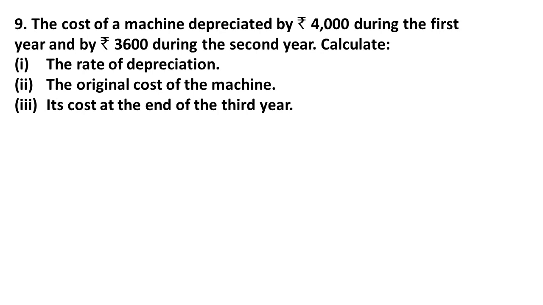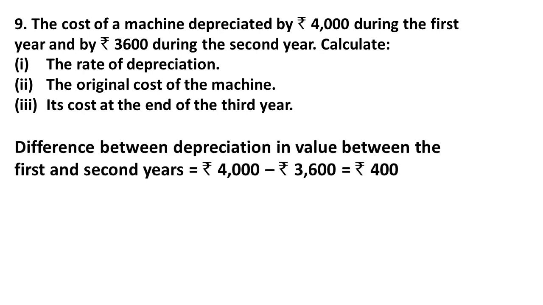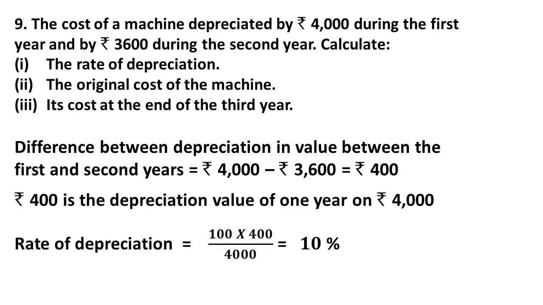We don't know what is the original cost of the machine. But at the end of the first year, the value of the machine is reduced by 4,000 and the value of the machine is reduced by rupees 3,600 at the end of the second year. It is nothing but like the compound interest. So let us calculate the difference between the depreciated value of the first year and the second year. The depreciated value will be equal to rupees 400. So 400 is the depreciation value for the 1 year on rupees 4,000. Then rate of depreciation will be equal to 10%. So the sub question 1 is solved.